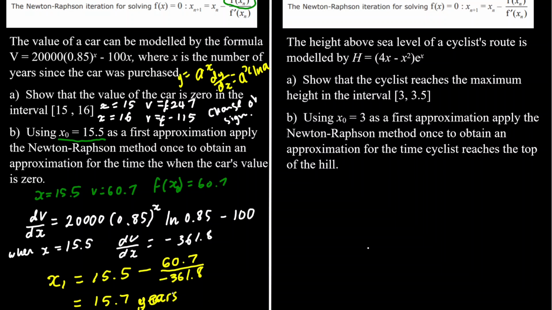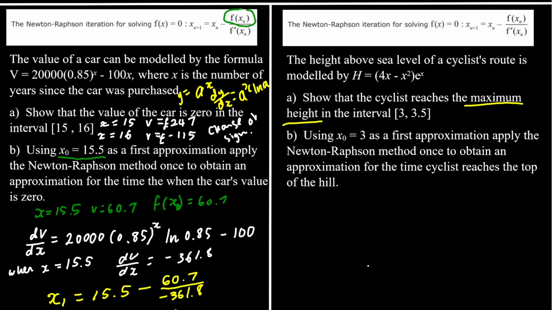One question for you to try. See if you can give it a go. So we have to be careful because we're looking for a maximum height, not a point where our function is equal to 0. Because we're looking for a maximum height, that is where the gradient is 0, not where the function equals 0. So we're going to have to differentiate.